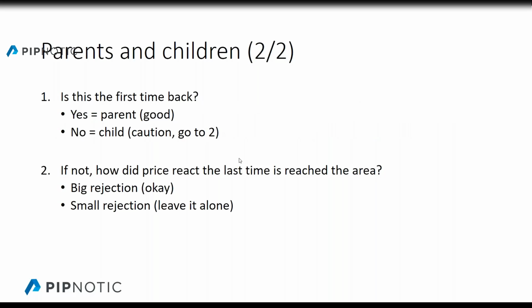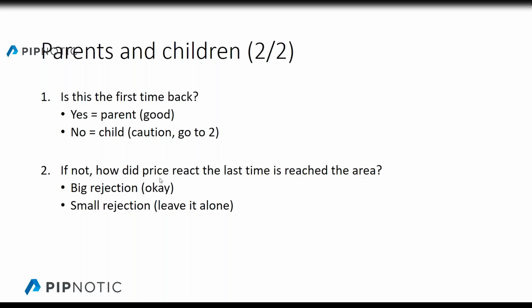Cool. And I have these questions that I like to ask myself. So I identify an area, and then I ask myself the question, has price been back to the area first? If it has, then this is good, then it's a nice fresh parent. But if it has not, then it's a child. And if this is the case, then you have to be a little bit careful. Then you have to reassess what's going on. And so you go to section 2.